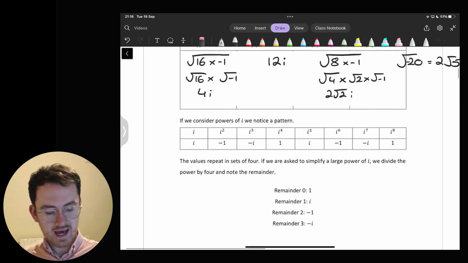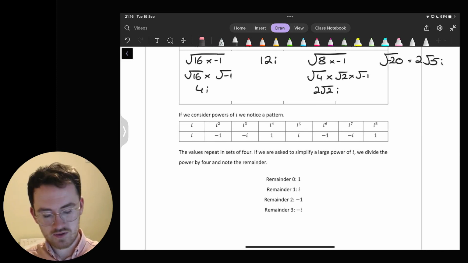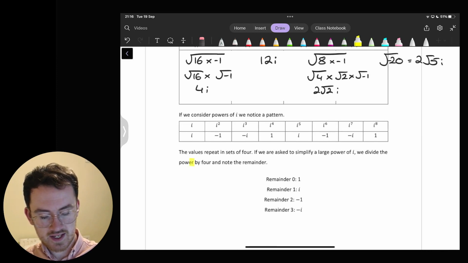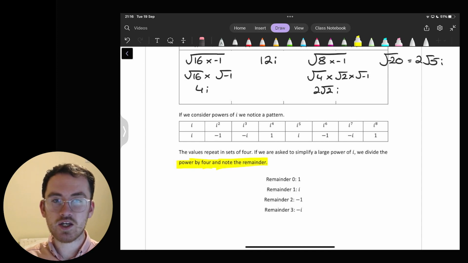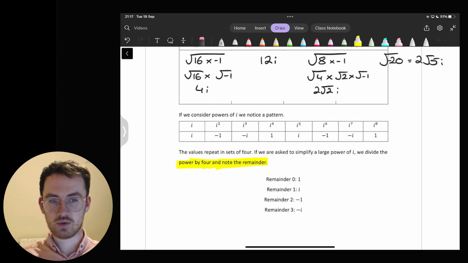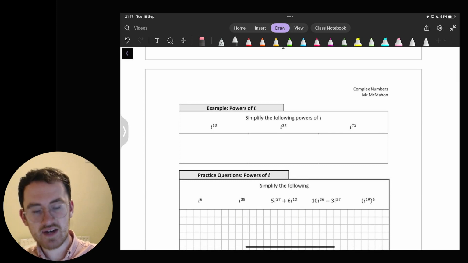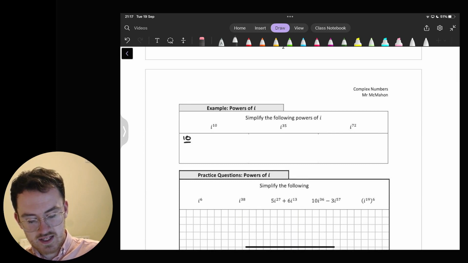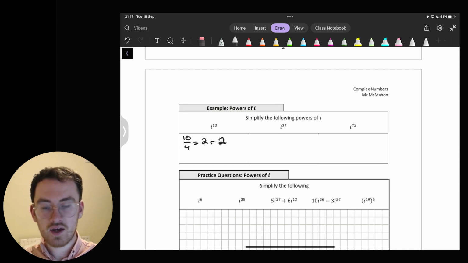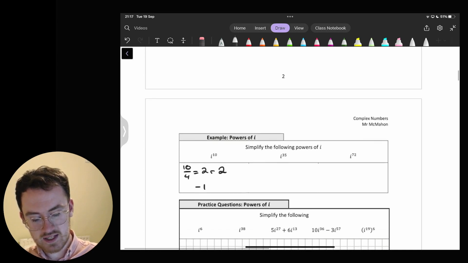So if we're asked to simplify a larger power of i, what we're going to do is divide by 4 and note the remainder. Depending on what remainder we have, that's going to tell us what the value is going to be. Let's look at an example of that. If I have i to the power of 10, 10 divided by 4 gives me 2 remainder 2, and that's going to mean that I have a value of -1.